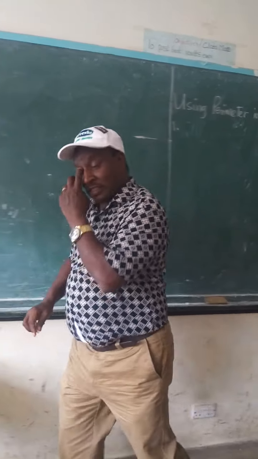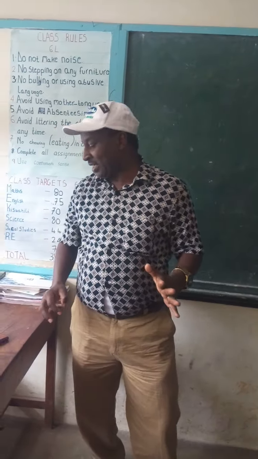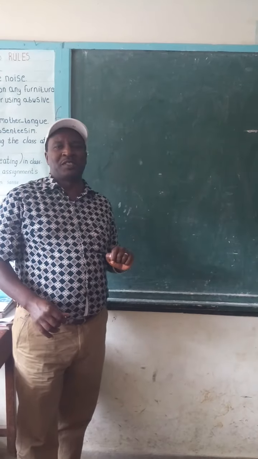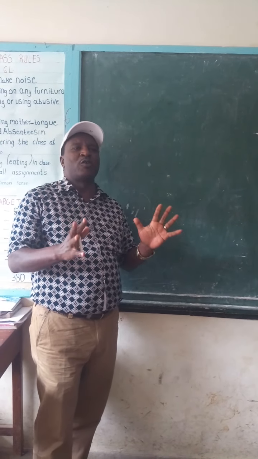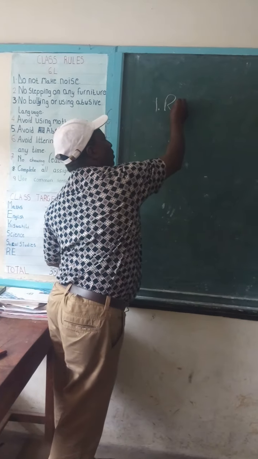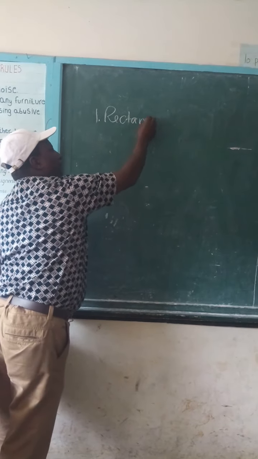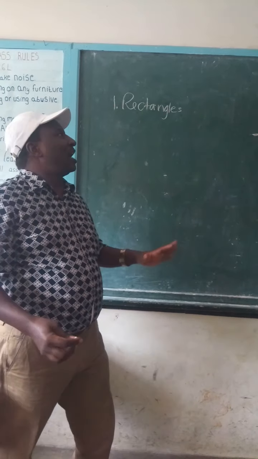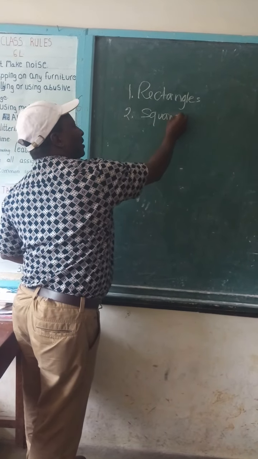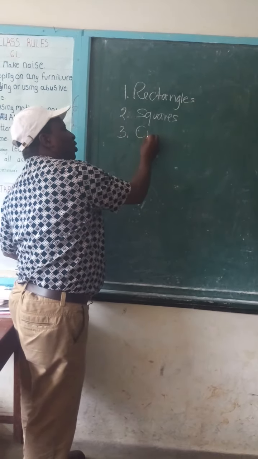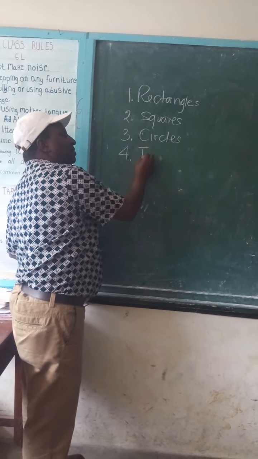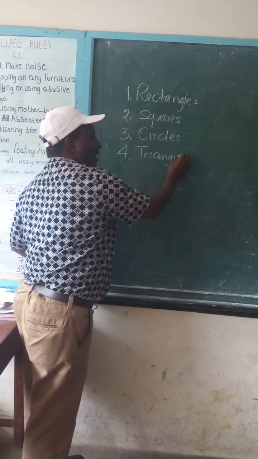To use perimeter in our lives, we need to remember at least the different shapes that we have commonly found ourselves talking about. Some of these shapes include rectangles. Plots, shambas are either rectangular, they can be squares, circles, very important, and sometimes may even be triangular.